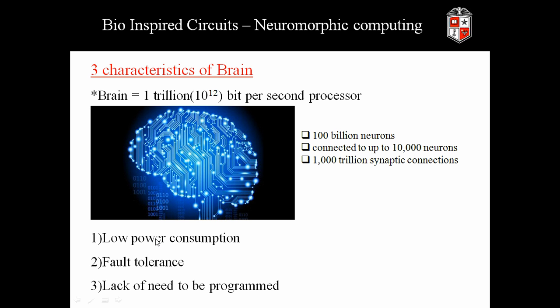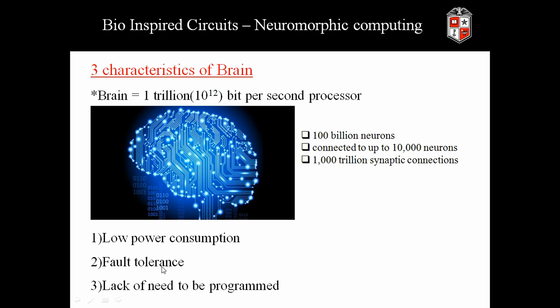And there are three major characteristics of a brain that distinguish it from our present supercomputers or present digital circuits. The first one is low power consumption. Whatever complex operation the brain performs, it only needs 20 milliwatts of power, whereas to do the same operation, our supercomputers take thousands of megawatts of power.